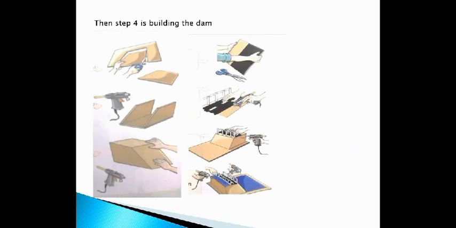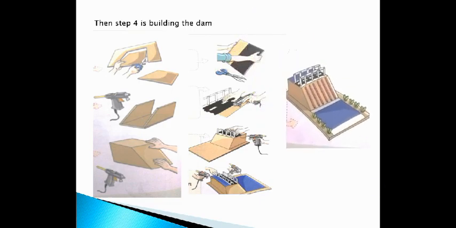Step 4 is building the dam. These are some pictures of how we are going to build the dam. Of course, we are going to cut the cartons with scissors, and we are going to fix the parts of the dam with the wax gun. We are going to cover parts of the dam with colored paper, and we are going to cut the straws in two parts and make canals of the dam. And this is the last picture of our dam.